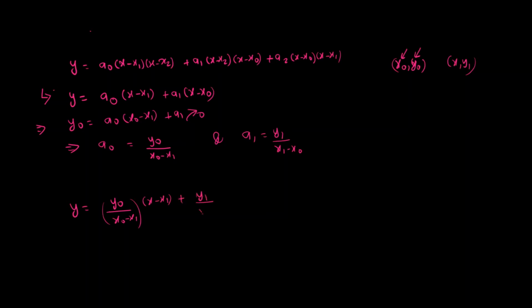plus y1 upon x1 minus x0 into x minus x0. So this is nothing but my formula for linear Lagrange interpolation, and this way we derive this.